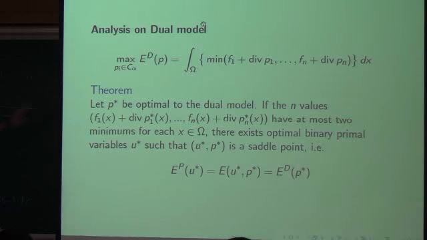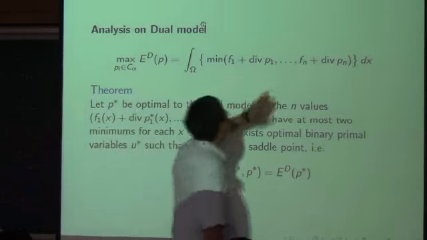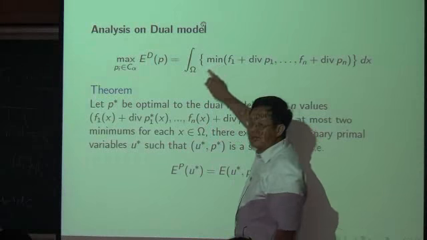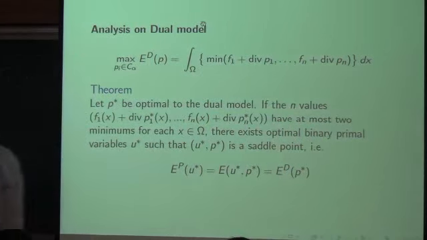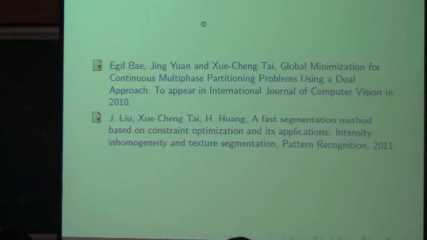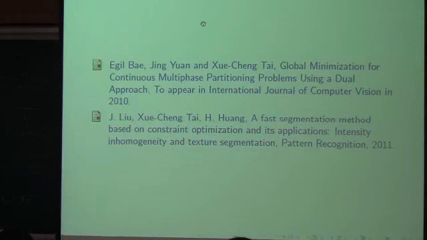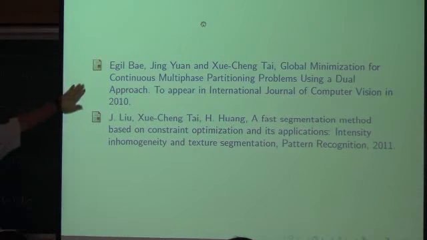So what we do in practice is we just solve this problem. And then you have a min. The min is non-differentiable, so we do a smoothing on that. Here the analysis is given, and we also use it somewhere here.